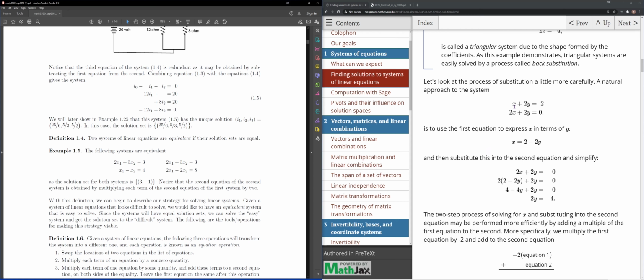And you can check that. When x is equal to minus 2 and y is equal to 2, you get minus 2 plus 4, which is 2. And when x is equal to minus 2 and y is equal to 2, you get minus 4 here, plus 4 over here, which is 0. So what you got is a solution, and that is what we're looking for. We're looking for solutions.